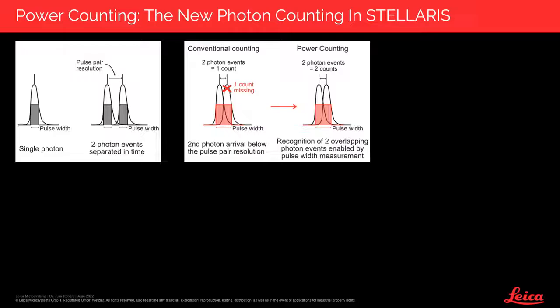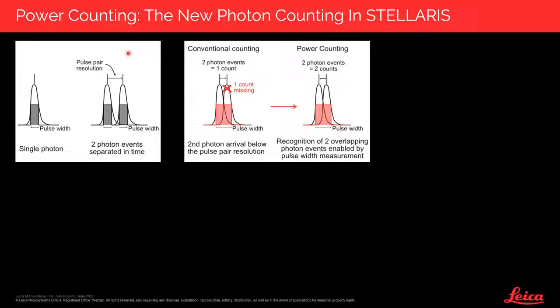And leveraging the photon counting properties of our detectors and the electronics of Stellaris, we have introduced power counting. Power counting is a proprietary concept for identifying and counting photons that we would otherwise miss from our experiments. In the photon counting regime, we can detect single photons, and we characterize this single photon detection by a given pulse width.